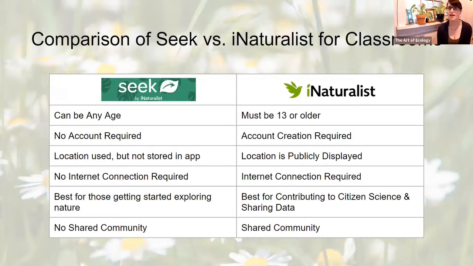But Seek is just for students to use for their own fun. Location is used, however, it's not stored in the app like it is in iNaturalist. Again, for Seek, there's no internet connection required. So if you went out to the forest behind PK or behind LB or at the high school, you could go out and start observing things right away. Whereas with iNaturalist, you can observe things, but you can't upload them to the community database until you get back to an area with Wi-Fi. So there's just another little step to iNaturalist, but you'd still be able to ultimately use it.